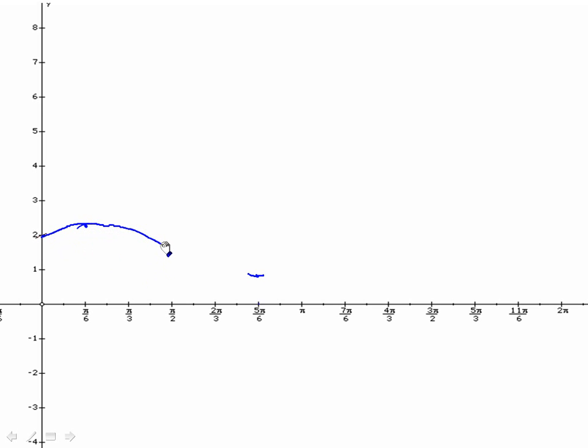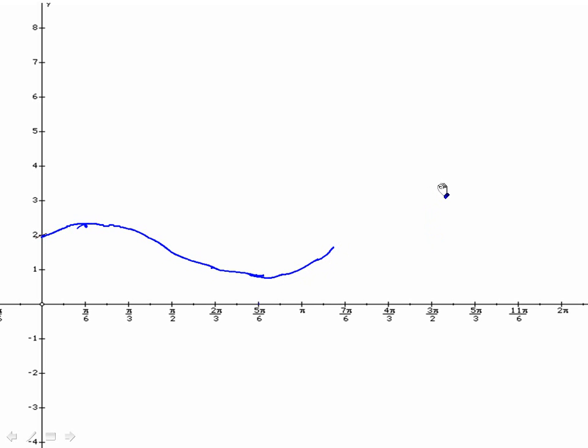And then at pi over 2 it changes to concave up. And it remains concave up all the way until it gets to 3 pi over 2. So past the turning point, it's concave up, and it is also increasing. And then at 3 pi over 2 it does shift to concave down.